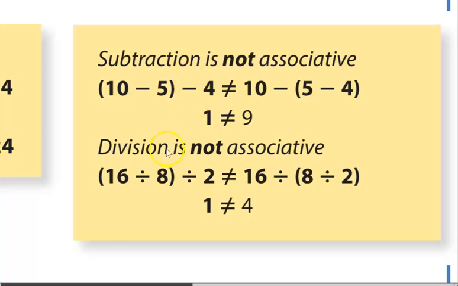So with subtraction and division, where we put the brackets will change the outcome. Whereas with addition or multiplication, it does not matter.